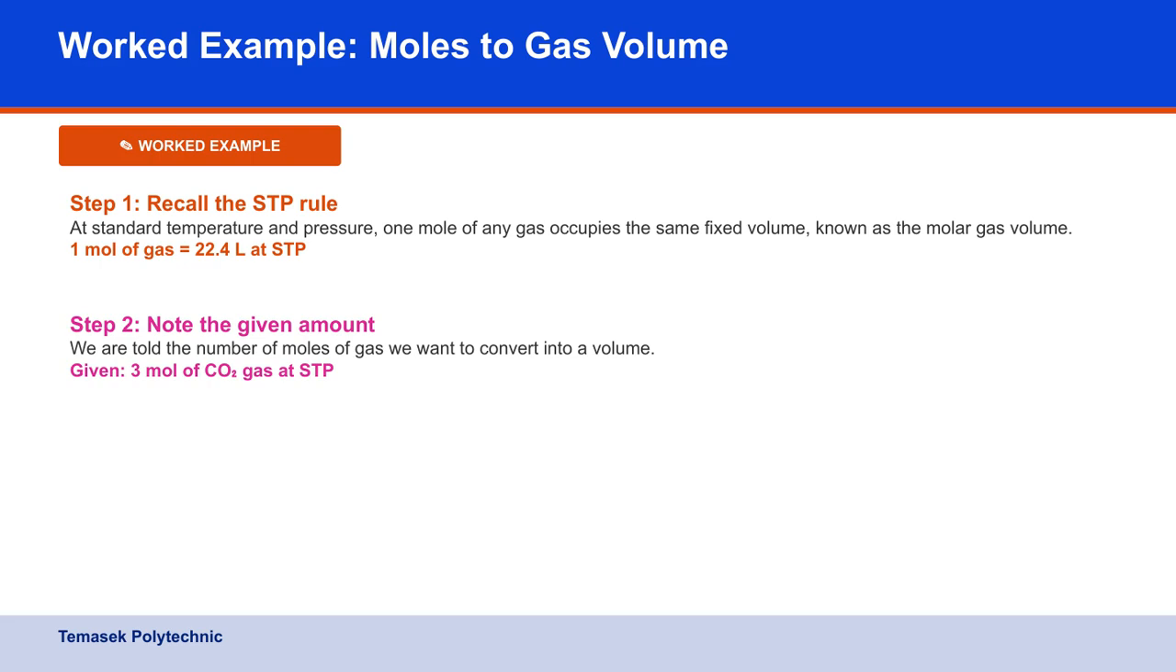This is the molar gas volume, and it applies universally to all ideal gases, regardless of what the gas actually is. Step 2 is simply noting what we are given, 3 moles of carbon dioxide gas at STP. A common mistake here is forgetting to check whether the conditions specified are actually STP, because this 22.4 liters per mole value only applies at standard temperature and pressure.